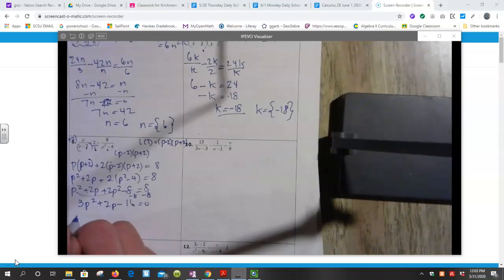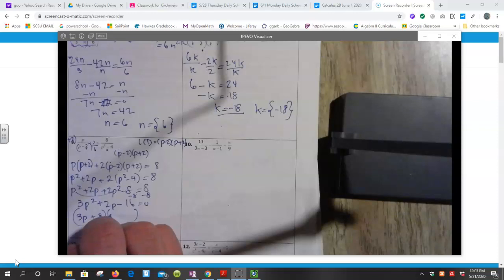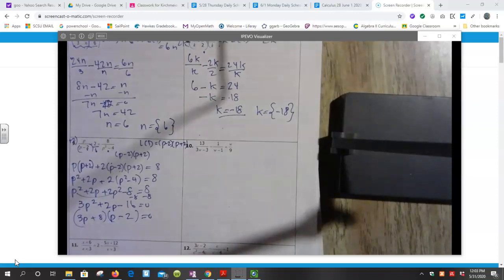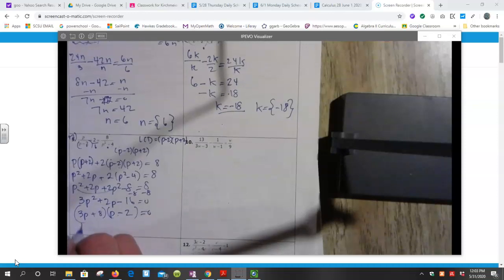Now we try to factor that, and we get 3p plus 8 times p minus 2 equals 0. We factor that out. There's only a few combinations that work, so that's trial and error. So we get p is equal to negative 8 thirds, and p is equal to 2.